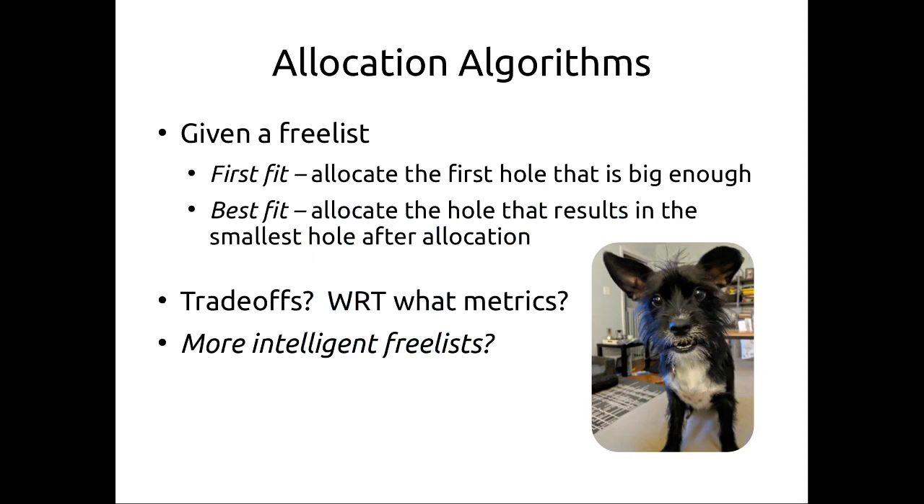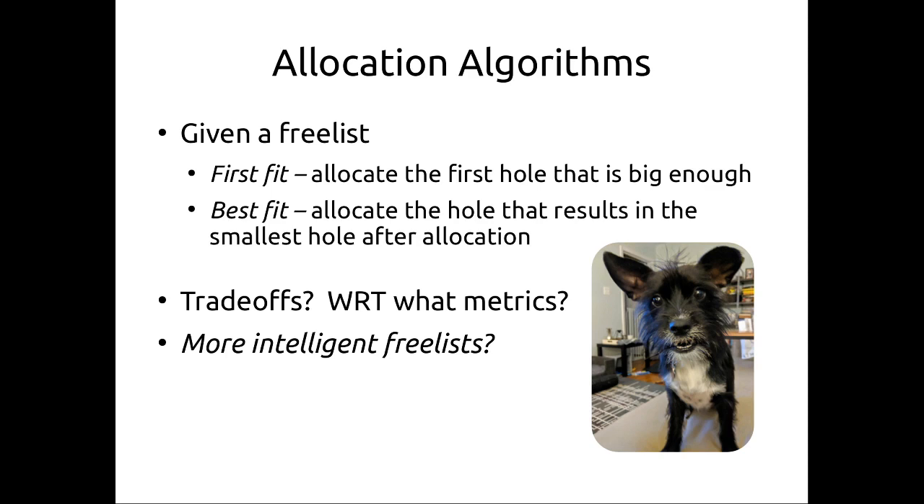So there's also best fit. Best fit means that we iterate through the entire free list and find the free hole that best fits our current request. That means that the difference between the size of the free hole and the amount of memory that we need for this allocation, the size passed to malloc plus the header, is the smallest. So the best fit means the smallest residual hole after the allocation, right?